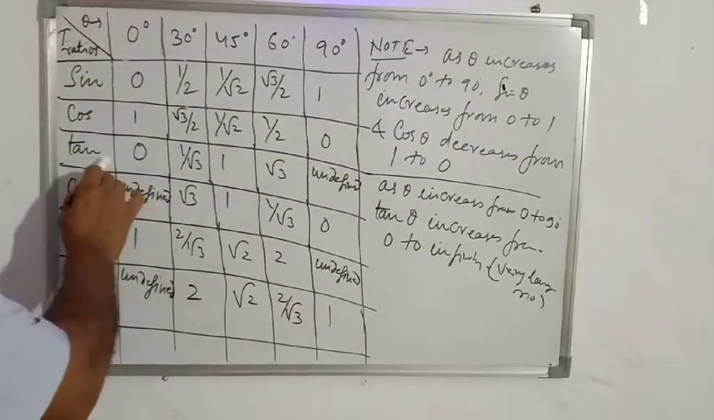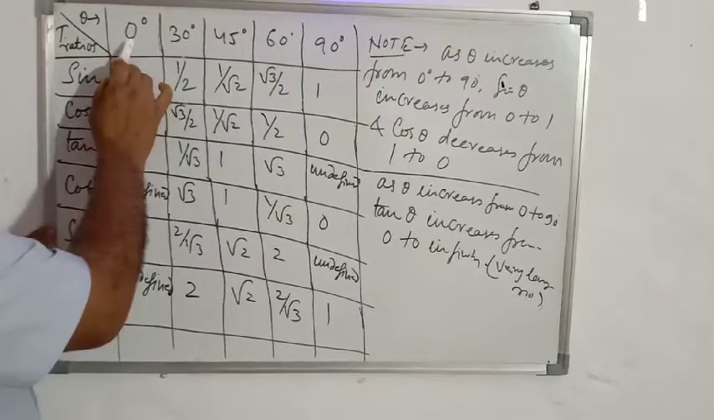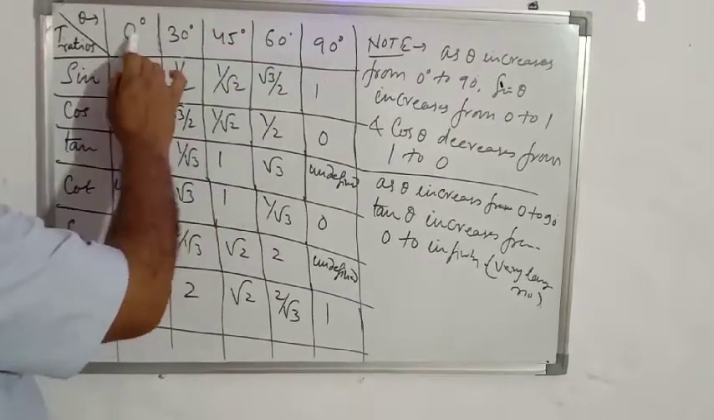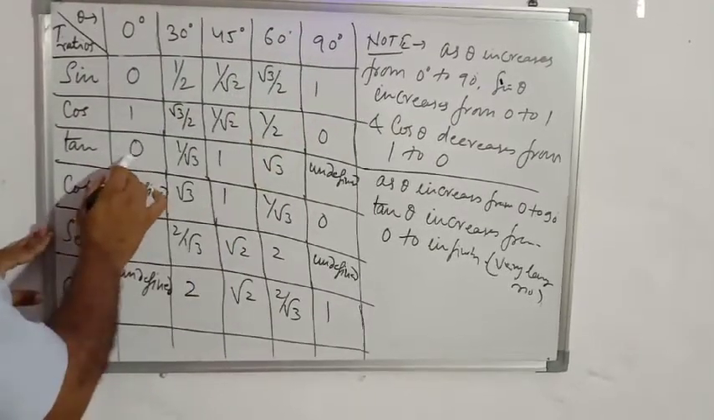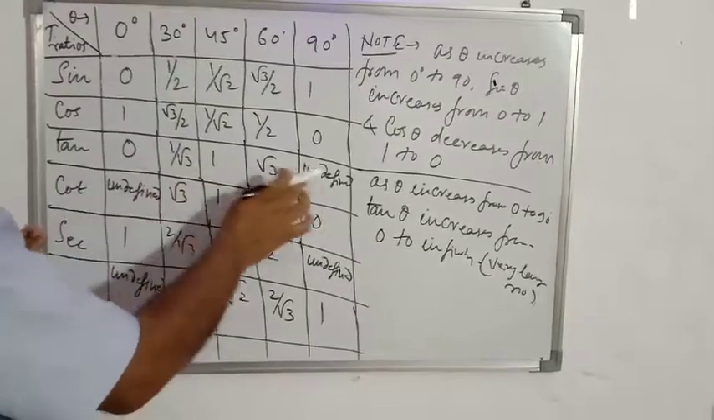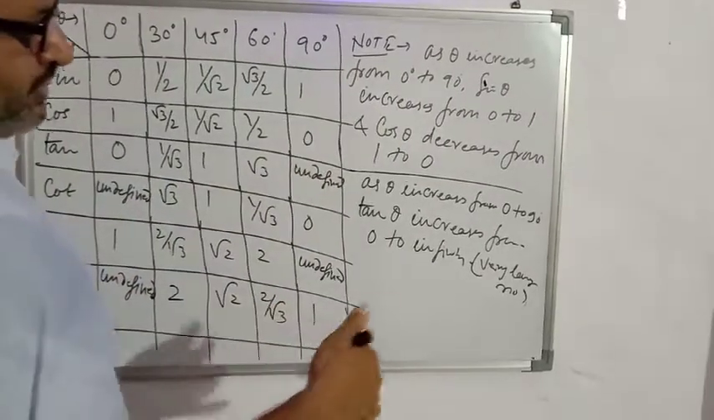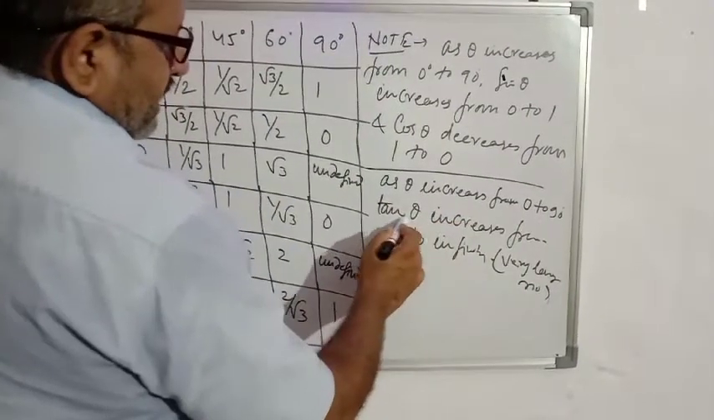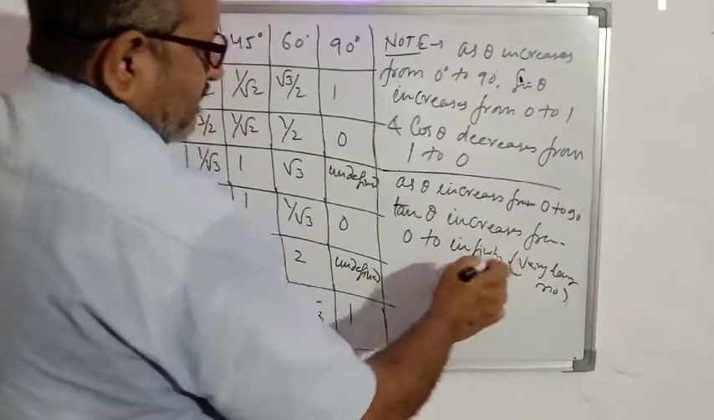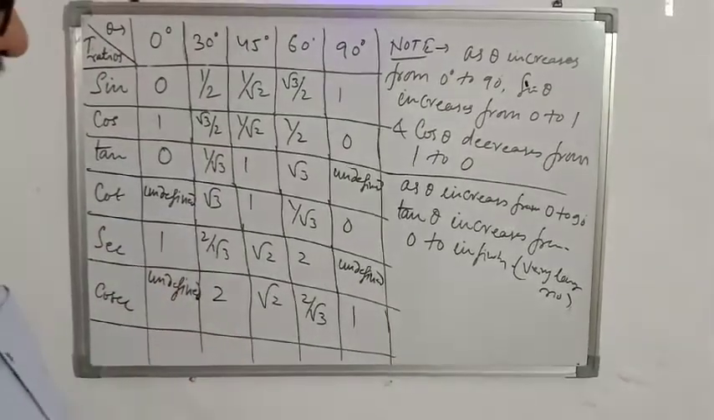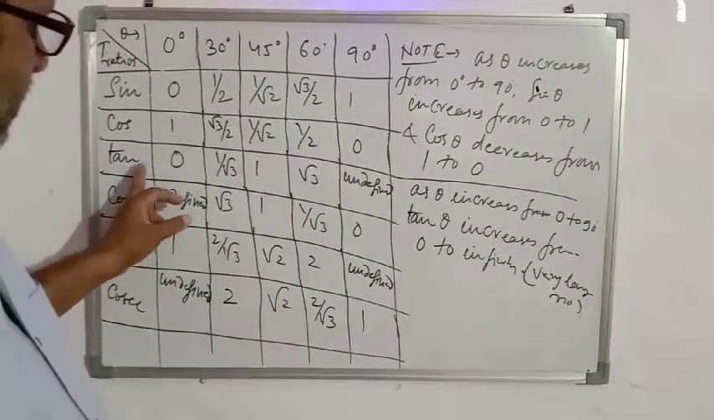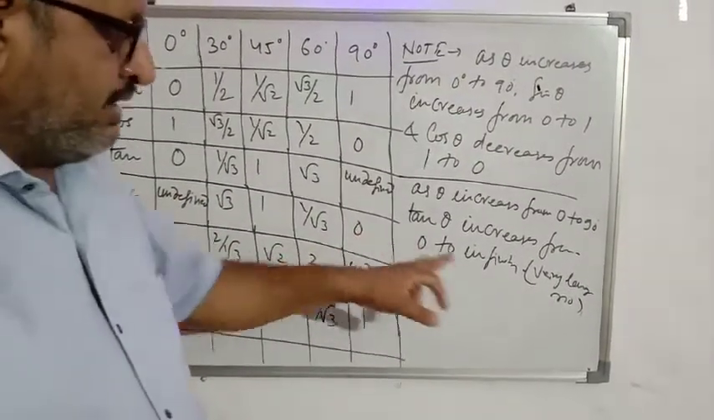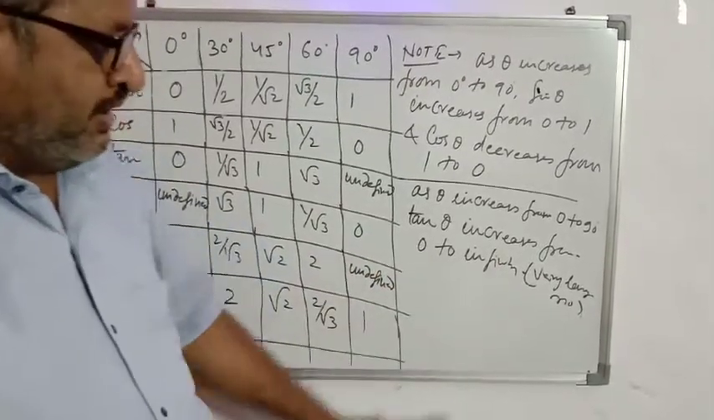In case of tan, we see that as theta moves from 0 to 90, value of tan also increases from 0 to infinity. Means very high value. So as theta increases from 0 to 90, tan theta increases from 0 to infinity. Infinity means very large number. But if value of theta is exactly 90, then it will be undefined. Okay?